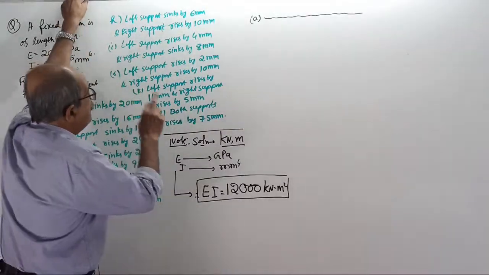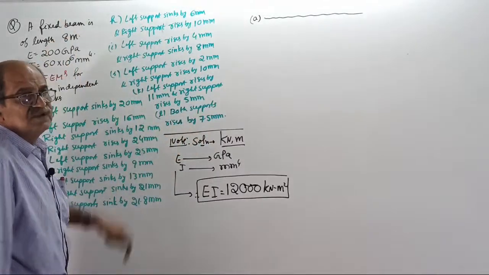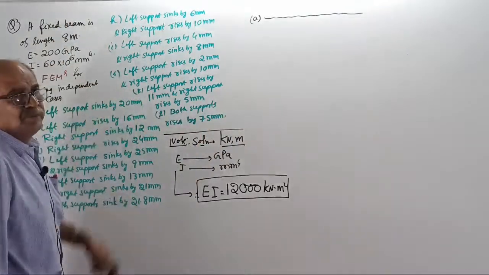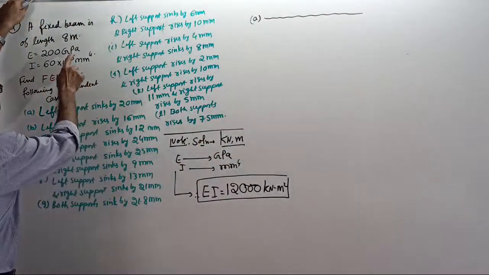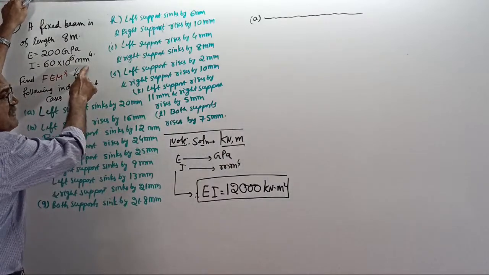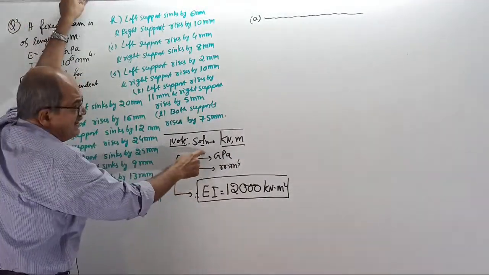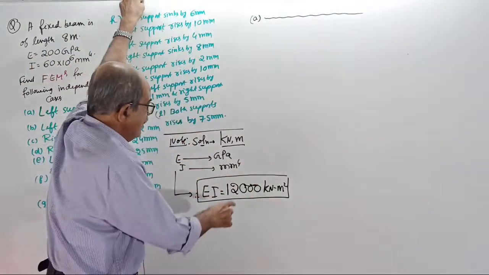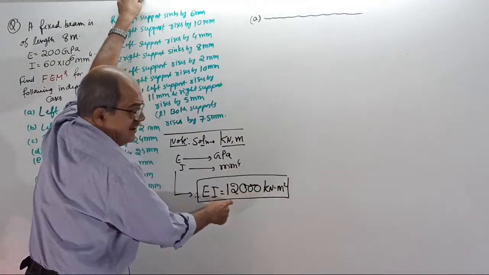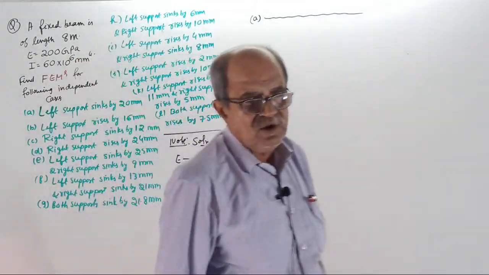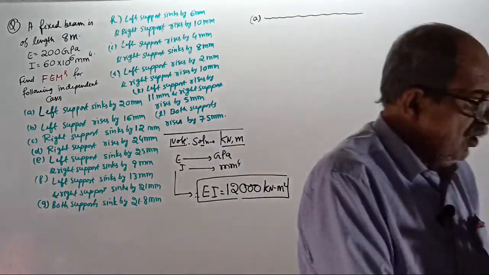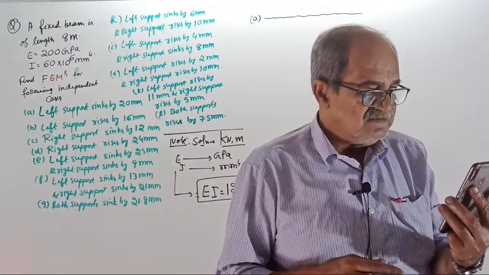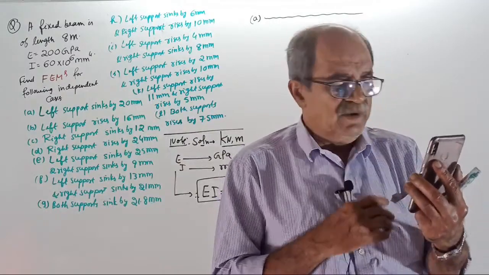Okay, start. Before you start, write a note. We are solving the question in kilonewton and meter. Therefore, E is given in GPa, I is given in millimeter to the power 4. Using that given data, you get the EI value in kilonewton meter unit. It will come 12,000 kN meter square. This was already done yesterday, yes or no? Getting EI was already done yesterday. Correct? I don't have to worry about that once again.